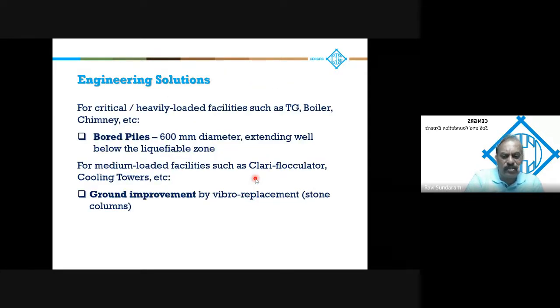So the engineering solution which was worked out was that for critical heavily loaded facilities such as TG and boiler, chimney, etc., bored piles of 600 mm diameter extending well below the liquefiable zone were provided, and for medium loaded facilities such as clariflocculator, cooling towers, etc., where settlement is not so sensitive, ground improvement was done by vibro replacement, that is stone columns.